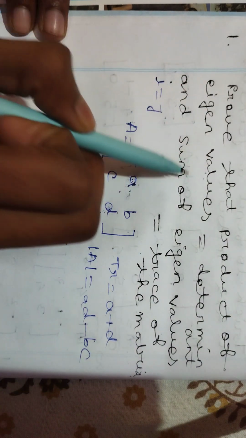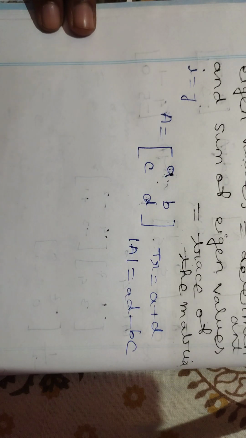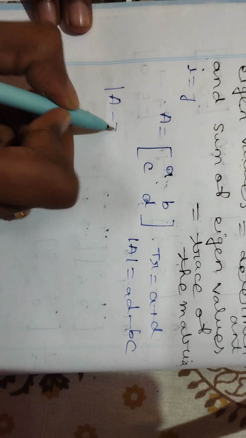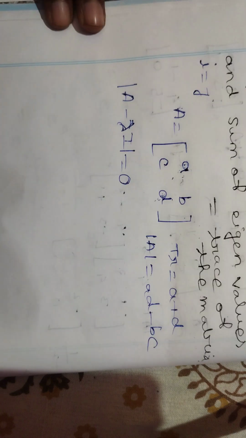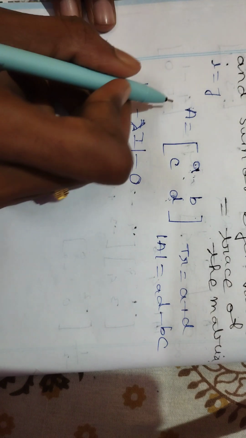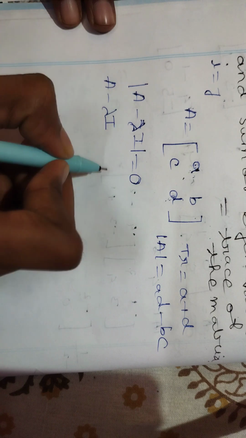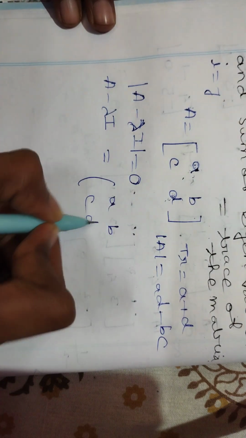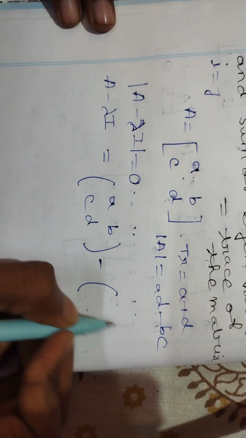What is an eigenvalue? Eigenvalues are the solutions of the characteristic equation of the matrix. What is the characteristic equation of a particular matrix? That is determinant of A minus lambda I equal to 0. That is the characteristic equation. So at first we need to calculate the A minus lambda I matrix. A is basically a, b, c, d, minus lambda times I. What is the identity matrix? 1 0 0 1.